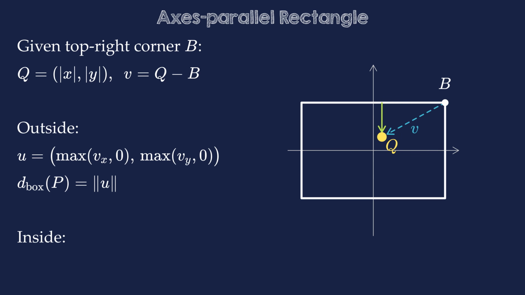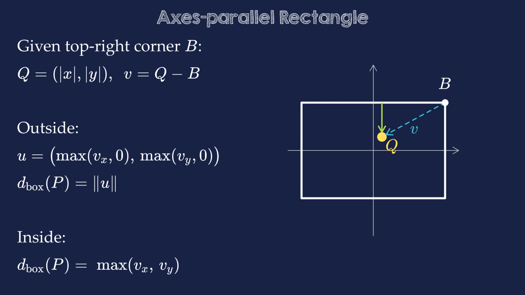Inside the rectangle, the coordinates of v themselves represent the distances to the edges, so we can just take the smaller one. Well, the bigger one, since they are both negative, and we want the distance to be negative on the inside. All that's left is to find out whether an arbitrary point Q actually does lie on the outside or inside. Note that the outside distance we computed is always positive, and the inside distance is negative if and only if the point lies on the inside.